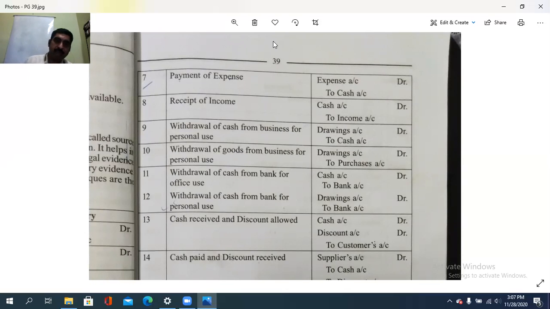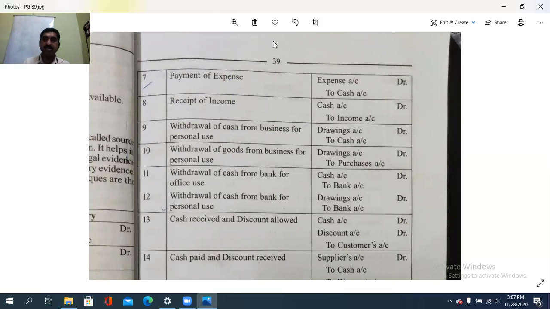And withdrawal of cash from bank for personal use. So for personal use, you withdraw from the bank. Then what? Instead of cash account debtor to bank, drawings account debtor to bank, because it is a withdrawal. Drawings. Then that is the case.